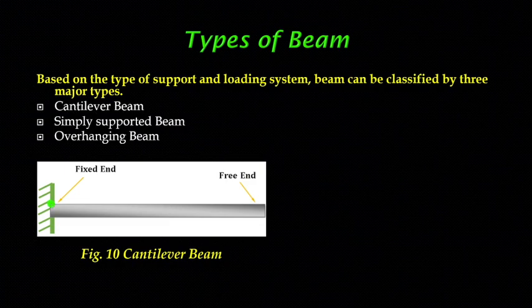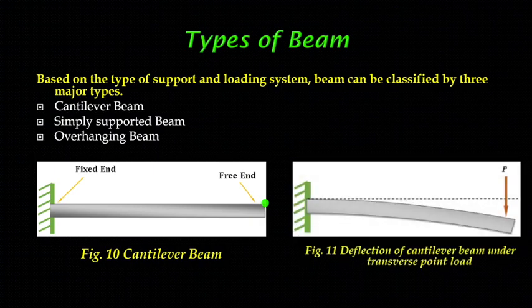And on the other end, or at any position in between, the load is applied, and this end is free. This type of loading of the beam is called a cantilever beam. Now, say at the end you are applying a force P. What is the deflection? You see, this type of deflection you get for this beam.